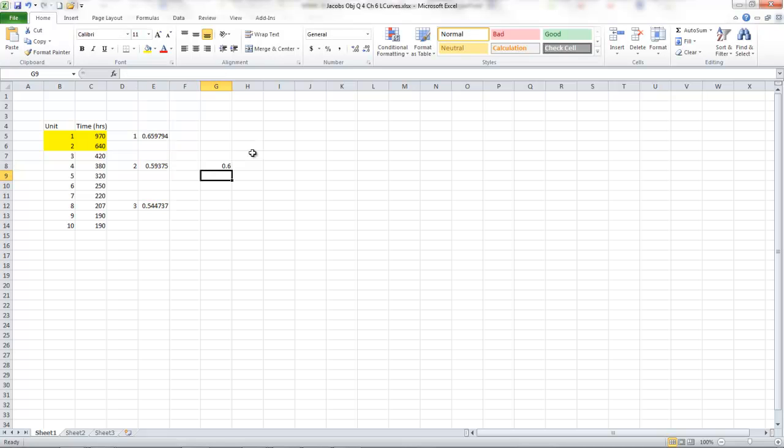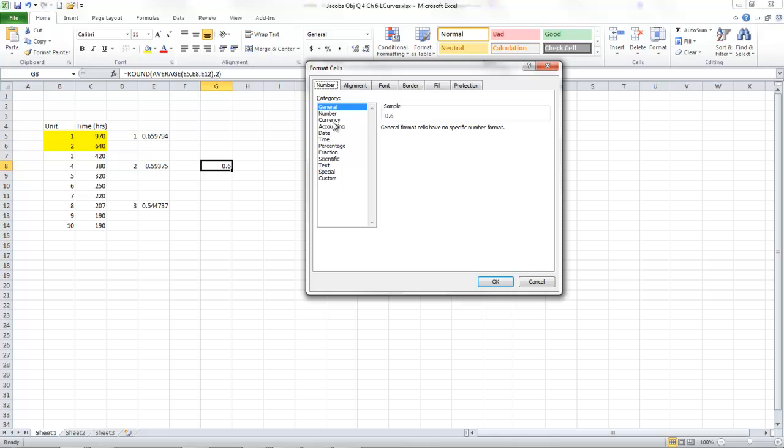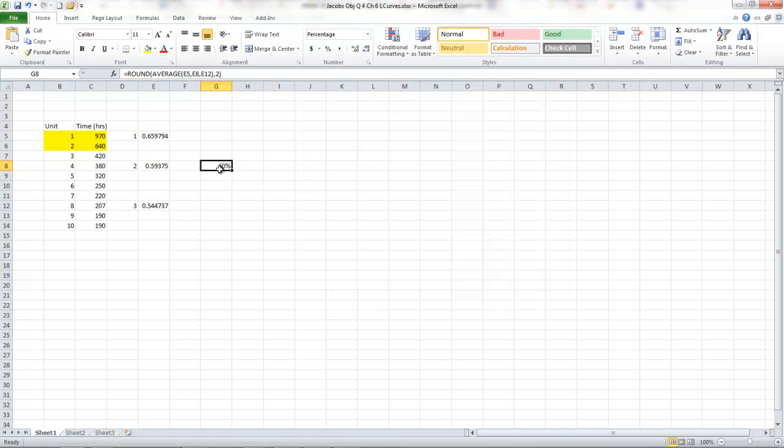So we need 2 places, 0.6, and we'll even format that cell to put it into percent, and this is where we'll make it 0. Okay, so that's 60%. We did a round on it, and we're representing it as a percent now. Okay, so our learning curve for the homework problem is 60%.